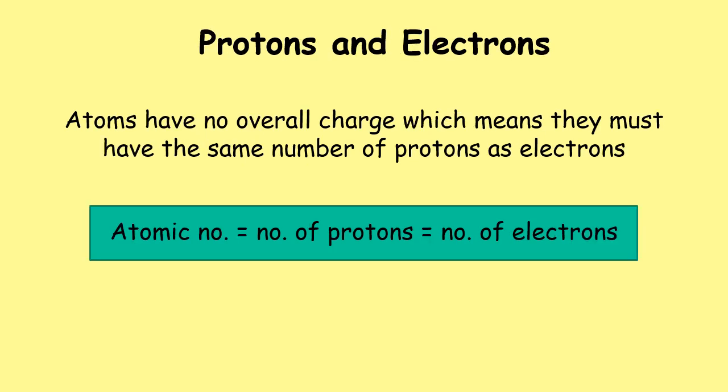Now, when it comes to atoms, atoms have no overall charge. They have a charge of 0. The only way you can end up with a charge of 0 is if the number of positive protons and the number of negative electrons are the same as one another, so that they cancel each other's charges out and bring the charge back to zero. So, in an atom that has no charge, the atomic number tells us the number of protons, which is also the number of electrons. But this is only true for atoms with no charge.